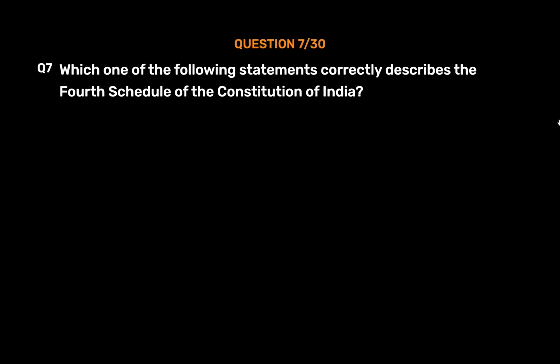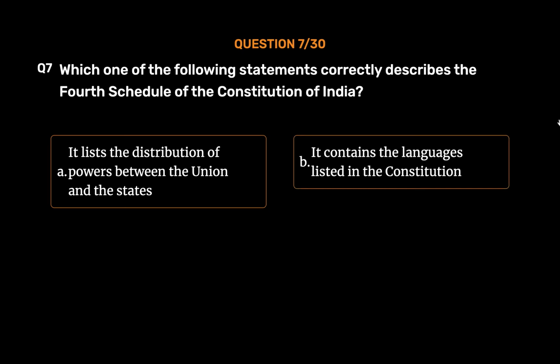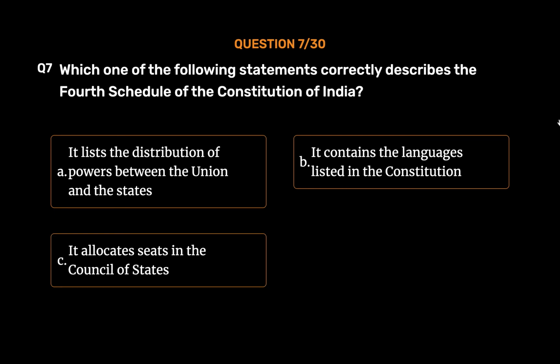Question number 7. Which one of the following statements correctly describes the 4th schedule of the Constitution of India? Option A. It lists the distribution of powers between the Union and the states. Option B. It contains the languages listed in the Constitution. Option C. It allocates seats in the Council of States. Option D. None of them.